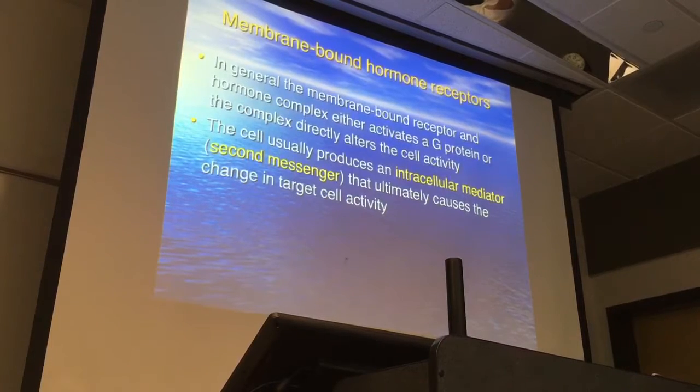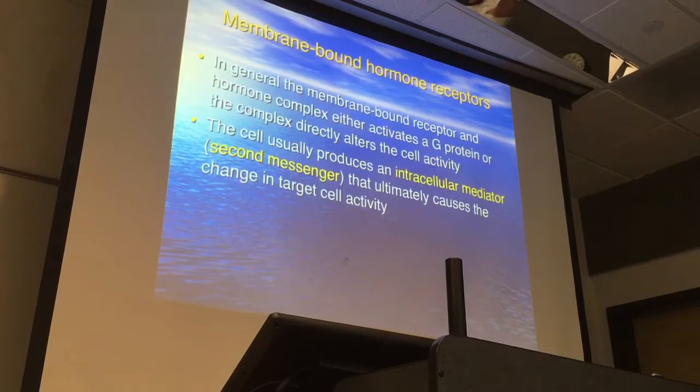Water soluble. These happen quickly. Remember, we bind the membrane-bound receptor, and then it's going to either activate a G protein, or directly activate some enzymes. Almost always, but not always, the cell usually produces an intracellular mediator or second messenger. So the hormone is the first messenger to the cell. It's going to produce a second soluble entity that then produces the cell response. It's oftentimes cyclic AMP, it's not only, but we're going to see a whole bunch of examples of that.